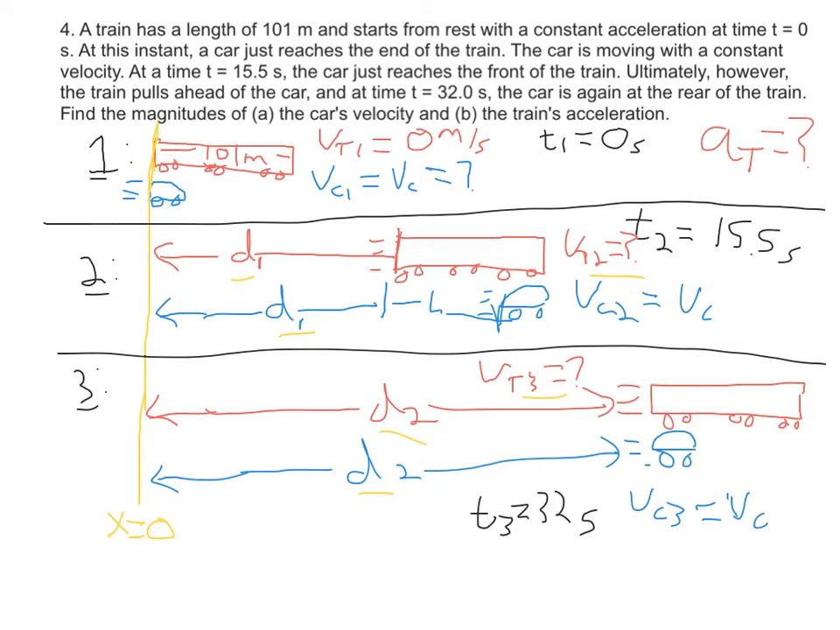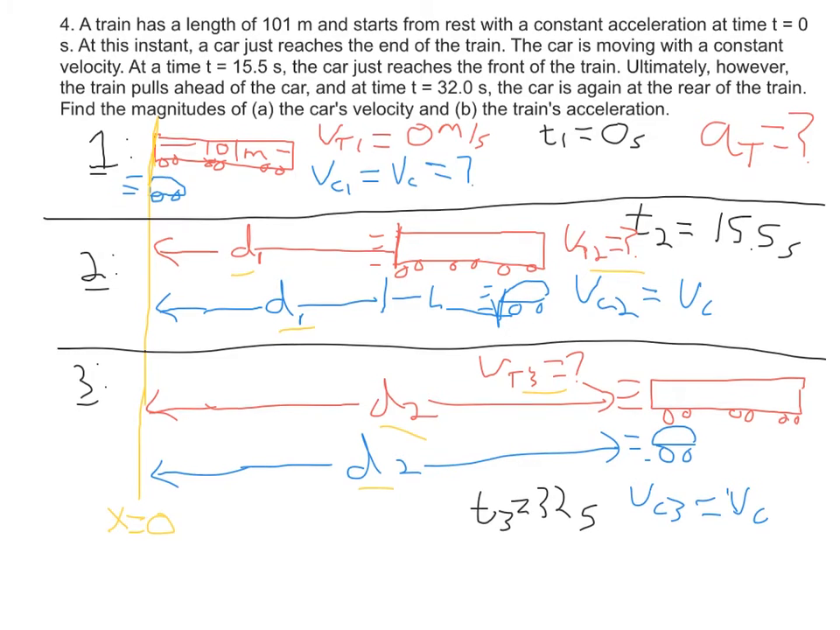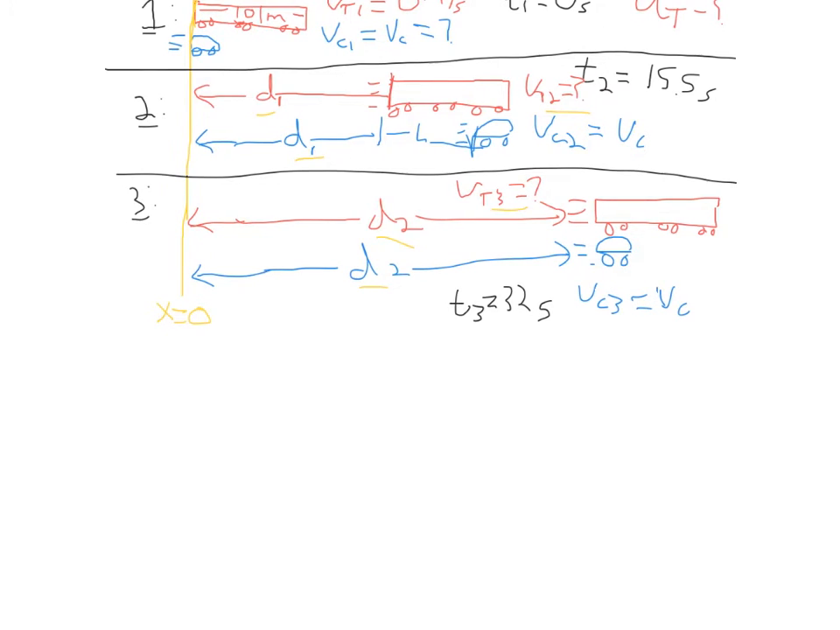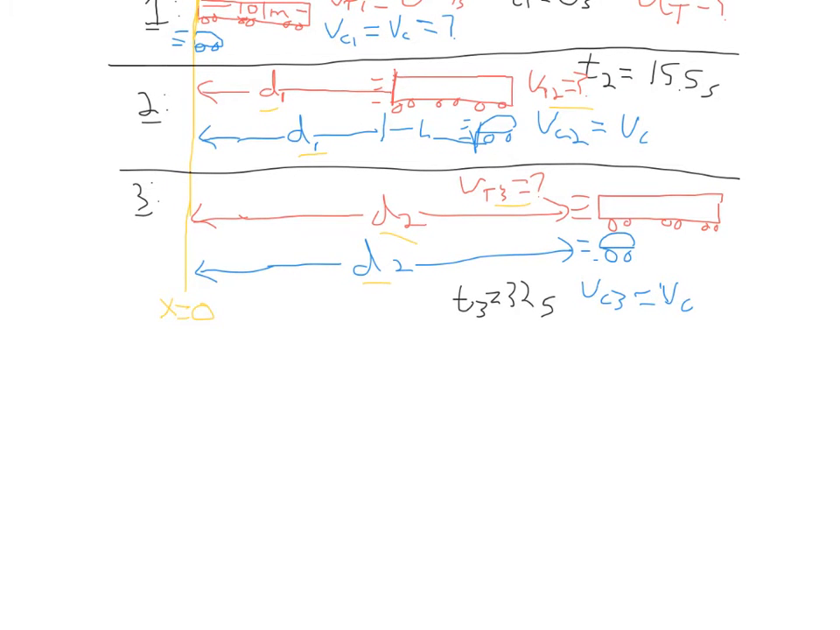So we've got all kinds of things going on here, and what you're going to end up having to do in this problem is use multiple different equations and solve them together. So let's see how we might be able to do that. First, I will zoom out a little bit and scroll down. And what we're going to do now is look at the car and the train at various different times.